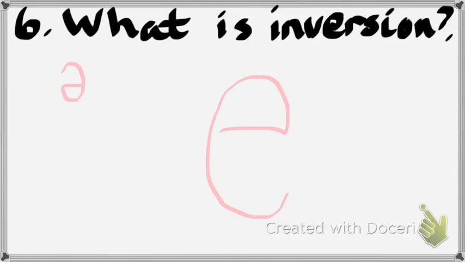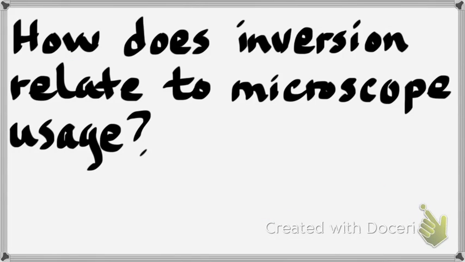Compound-like microscopes flip and invert, completely reversing the top, the bottom, the left, and the right because of the mirror. And again, inversion's on page 20. If you want to reference a page in your notes for number 6, page 20. Speaking of inversion, how does inversion relate to microscope usage?